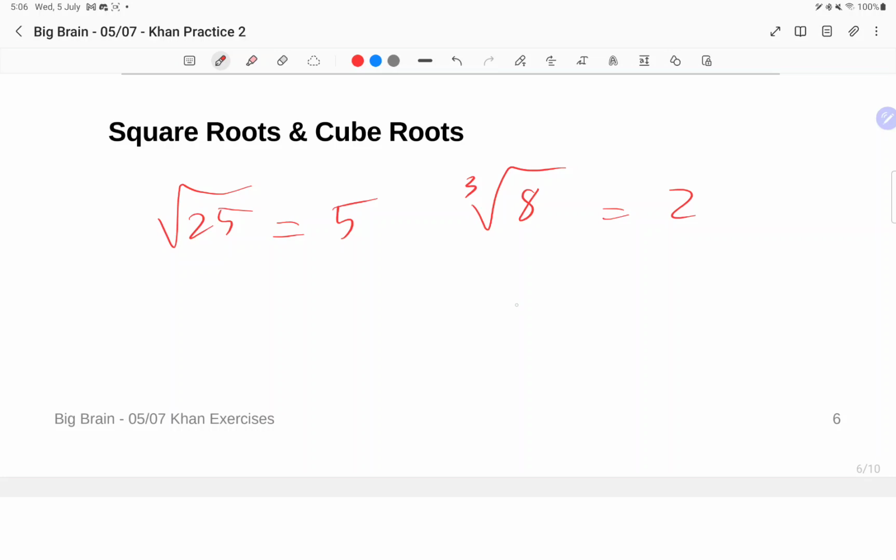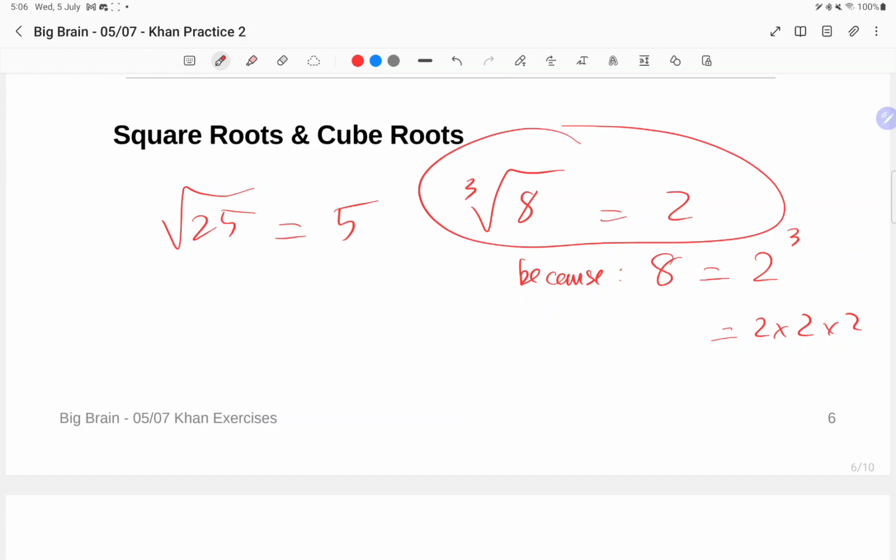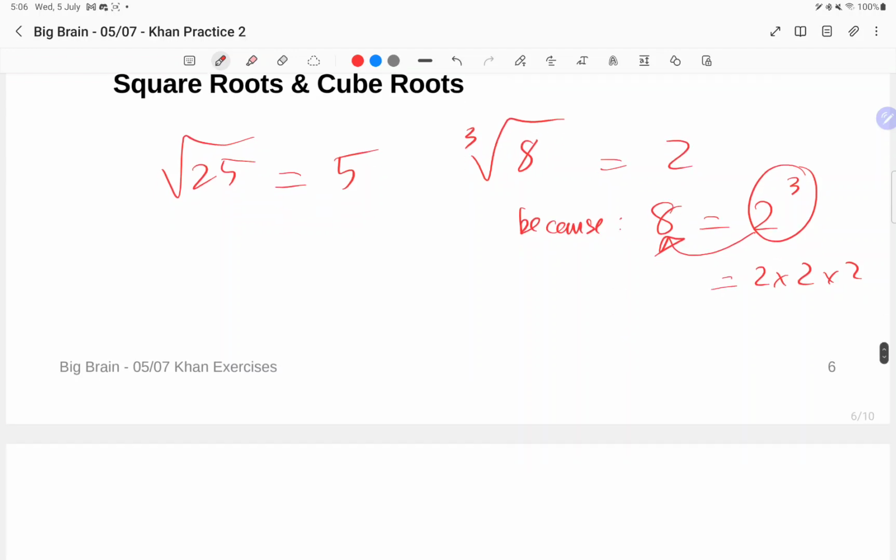Why, Solina? Because 8 is equal to 2 cubed, or 2 times 2 times 2, right? That would be 4 times 2, which is 8. Because 2 cubed equals 8, that's why the cube root of 8 equals 2. So the cube root is a number that when you cube it, you get what's in the cube root. Okay, so that's what square root and cube root is.